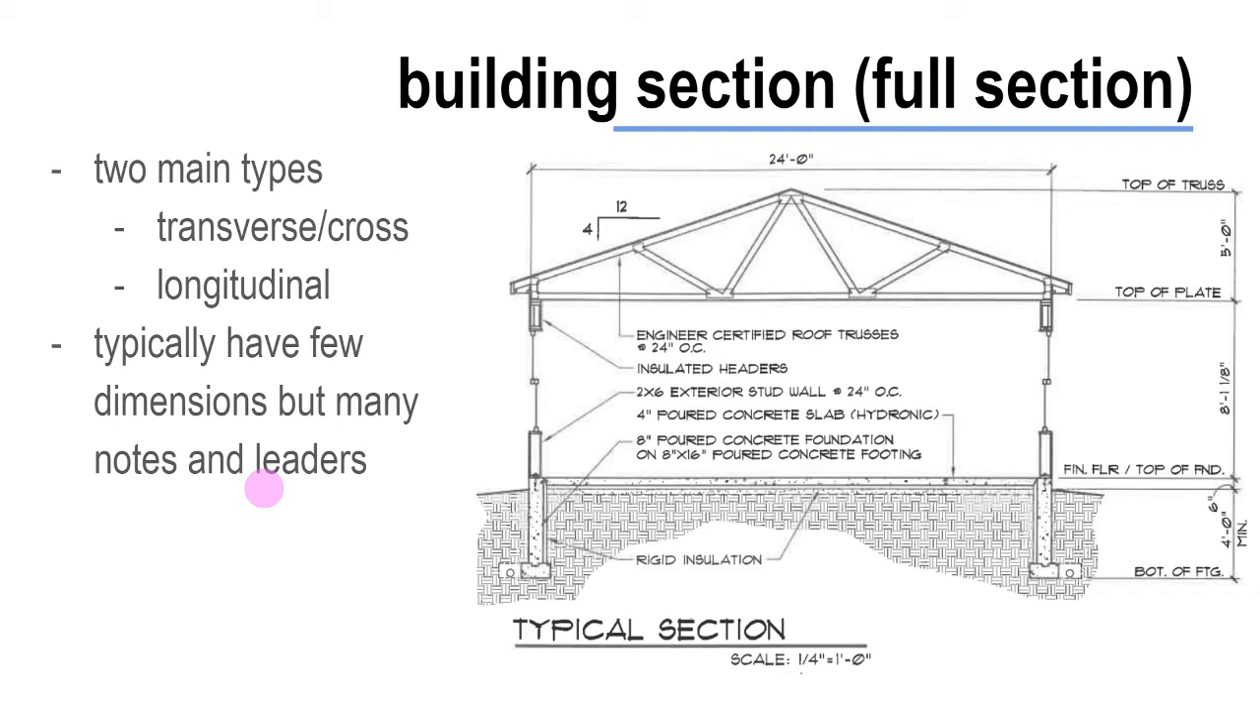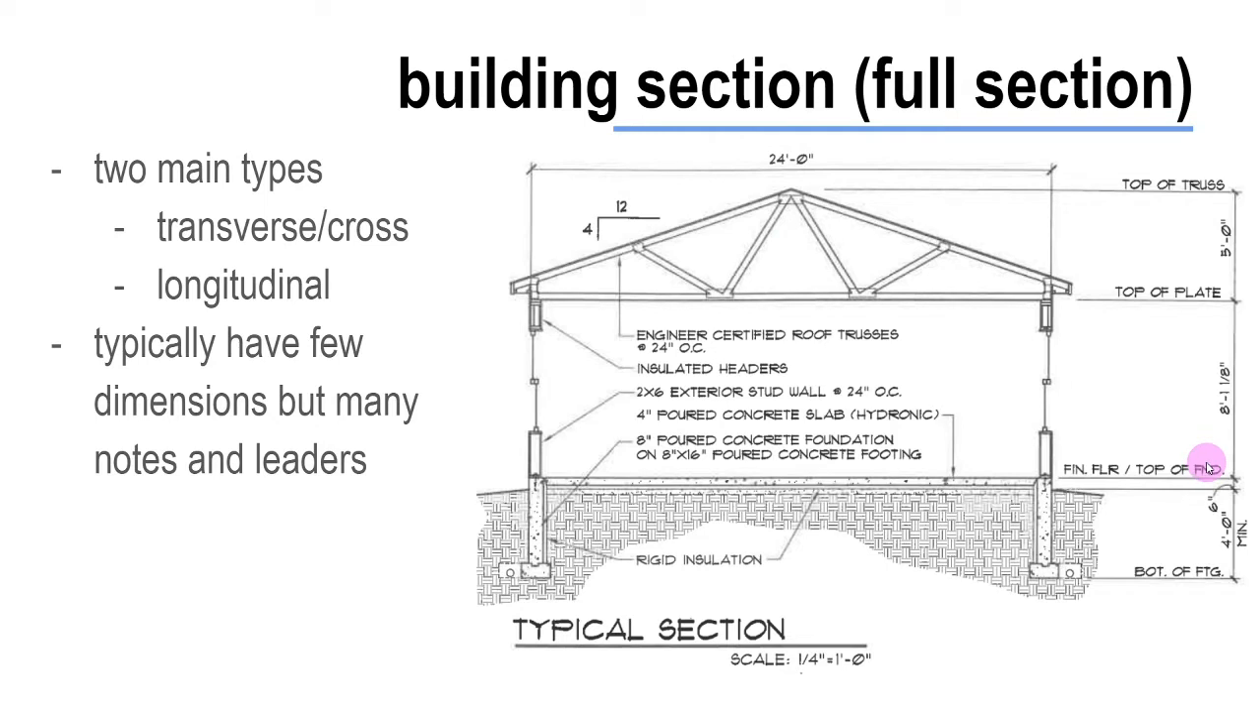Another really important part of the full section is that there really aren't too many dimensions included in them. That's because a lot of the dimensions that we could get from a section are available to us in the elevation. I already have the top of the floor, the sill height of the window, the header height of the window, the top of the wall. All of that is already included in the elevation, and all of our wall locations from side to side would also be included in the floor plan.